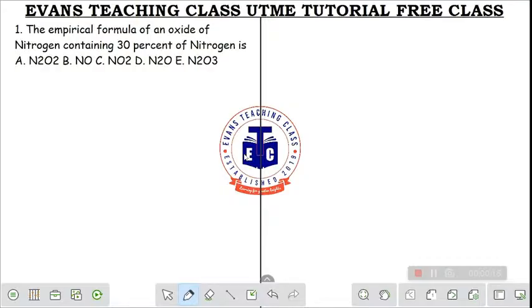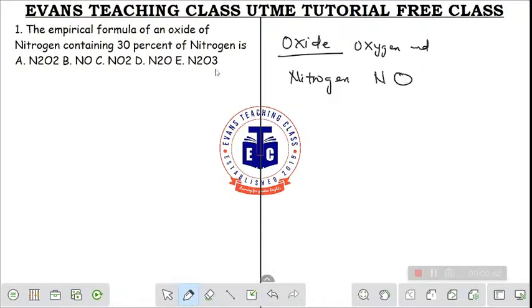So the first question we're going to be doing here is the empirical formula of an oxide of nitrogen containing 30% of nitrogen. Now whenever they say something is an oxide, it is a compound that contains oxygen and other elements like that. So if I have nitrogen oxide, it means I have nitrogen and oxygen. Now in this question, they did not say nitrogen 4 oxide, they did not say nitrogen 2 oxide, they did not say nitrogen 1 oxide. So it means whether it is nitrogen 1 oxide or nitrogen 2 oxide, we don't know.